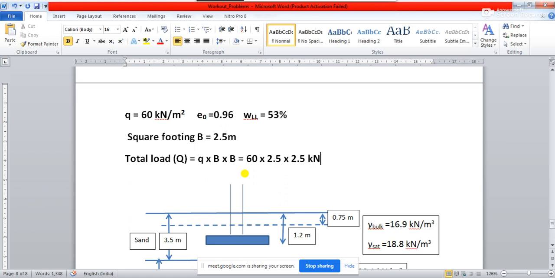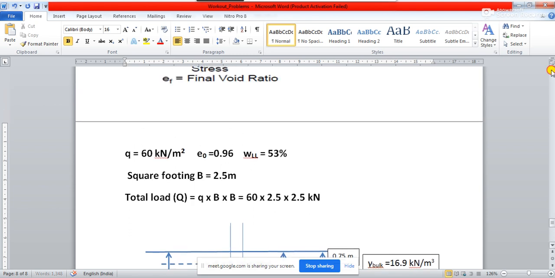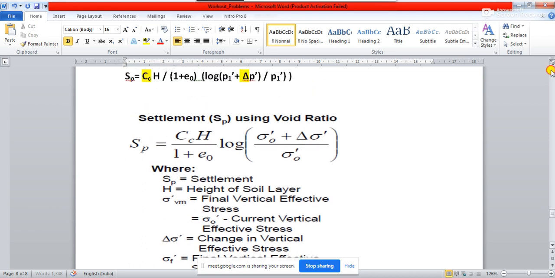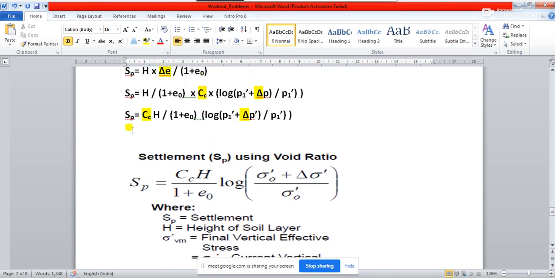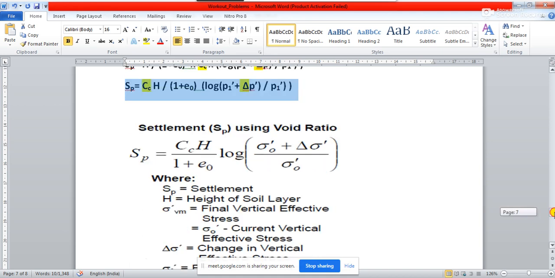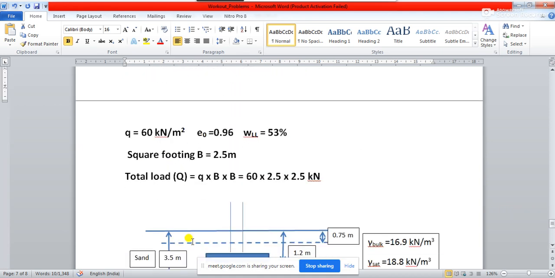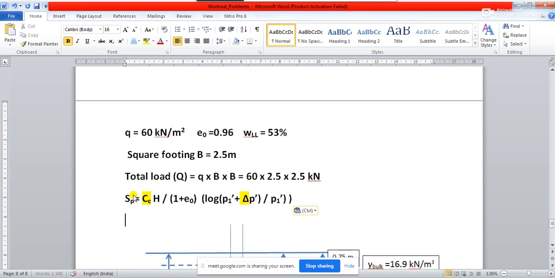Okay. Now you see, what is the formula we have learned for finding out this settlement? The formula for finding out this settlement is this one, right? Let me write this formula and then step by step we will understand this. So the formula for settlement calculation is this one. Now one by one I will ask you, and then you will have to answer.